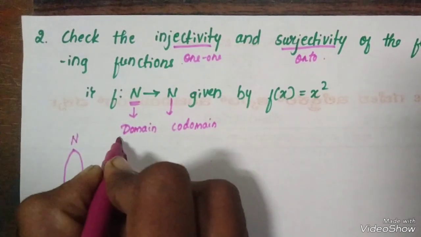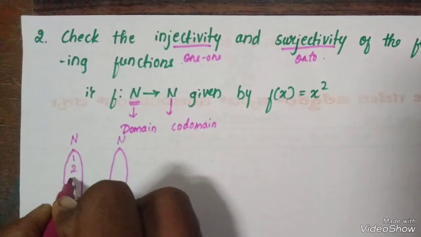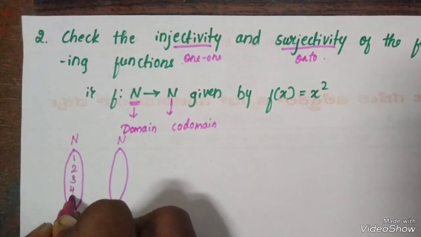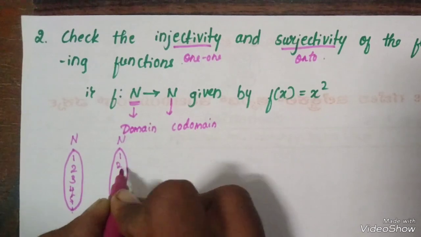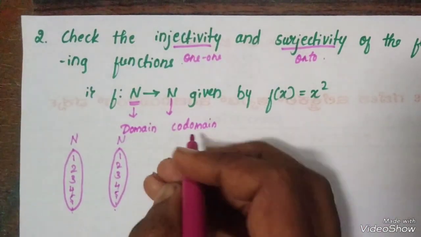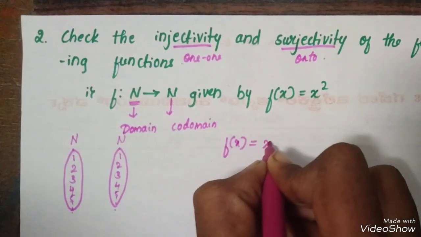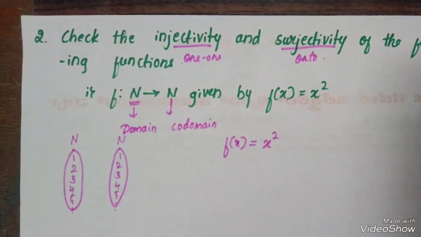Start with the natural numbers. Natural numbers start with 1, 2, 3, 4, 5 and so on. Then let f of x equal x square. We have to consider f of x equals x square.